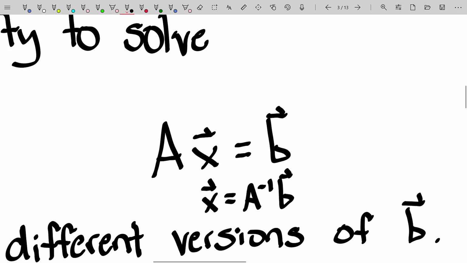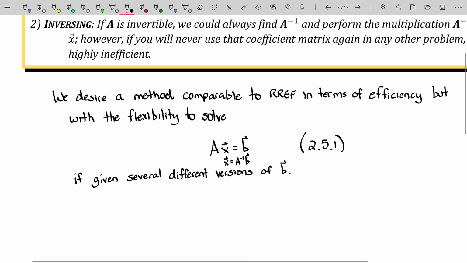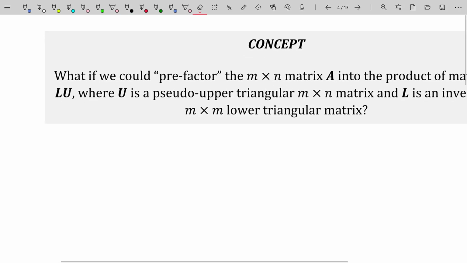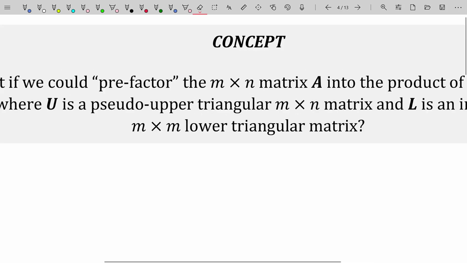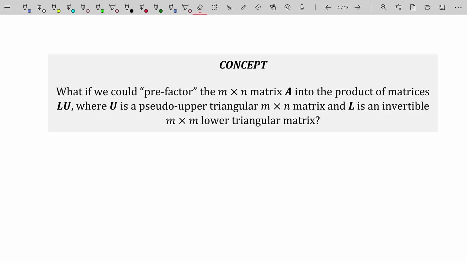So we're really trying to find a method that kind of is a hybrid of these two methods, reduced row echelon form and inversing, if you will. So the concept of what we're going to do is we want to prefactor our matrix. And again, it doesn't have to be square. So we want to be able to prefactor that matrix into the product of matrices L and U, where U is a pseudo upper triangular m by n matrix and L is an invertible m by m lower triangular matrix.